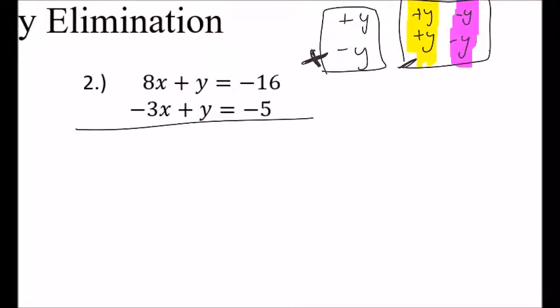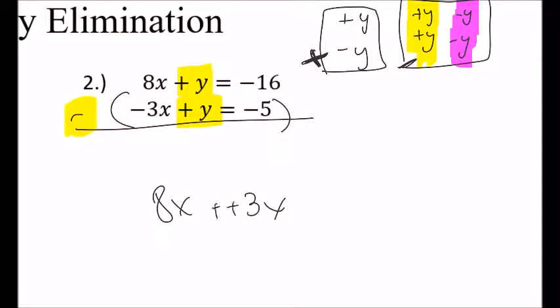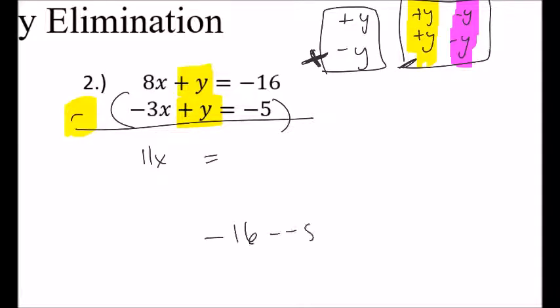Okay, so let's take a look. If you'll notice, we have right here positive y and a positive y. We know that should be subtraction. So we get 8x minus negative 3x. Well, minus a negative is going to be a positive. 8x minus a negative 3x is going to be positive 11x. y minus y, well, that goes away. Negative 16 minus a negative 5. We end up getting negative 11. x equals negative 1.